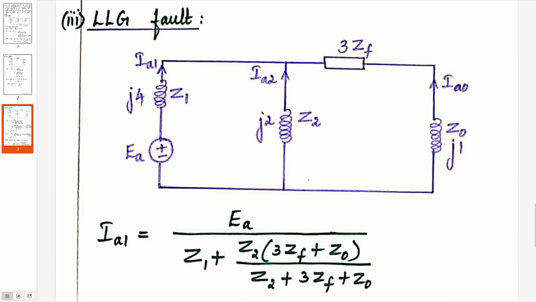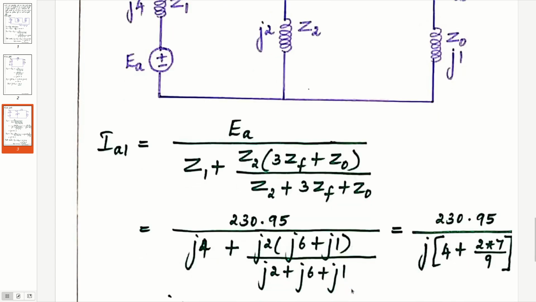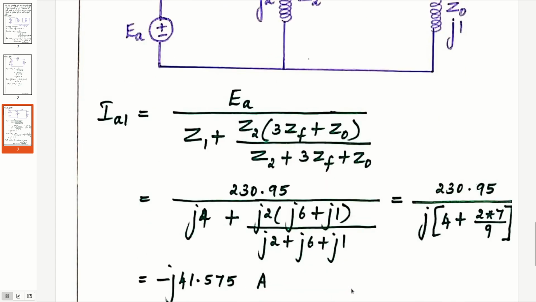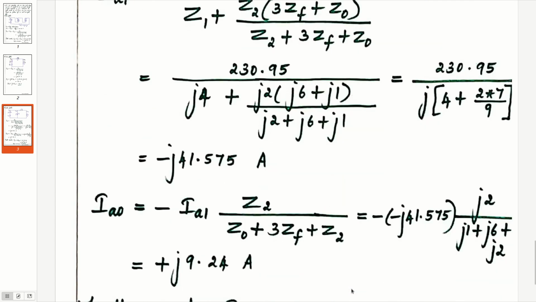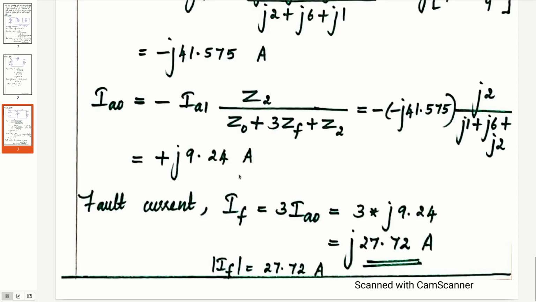Okay, and from the combined network, we write IA1 is equal to EA divided by Z1 plus Z2 into 3ZF plus Z0 divided by Z2 plus 3ZF plus Z0. Now substitute for EA as well as the impedances, you will get minus j41.575 amperes. Okay.